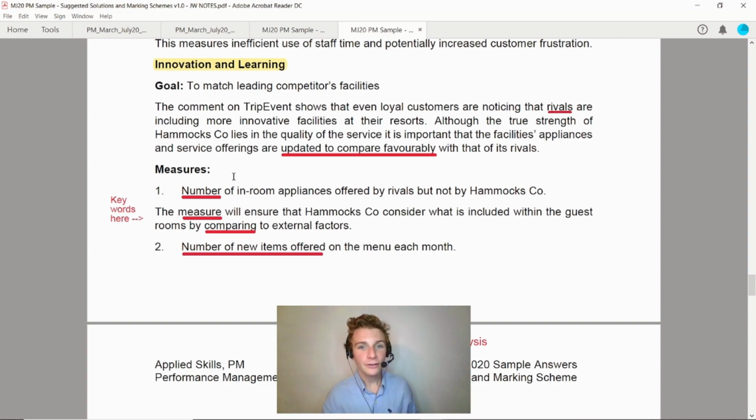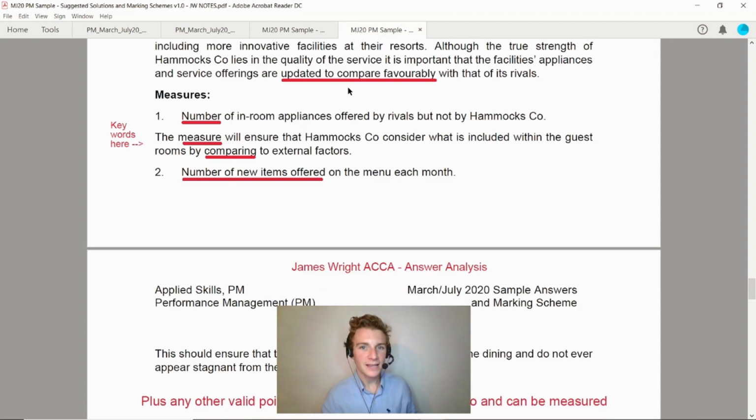But again, how do we actually measure and update to make that comparability more favourable for us? Well, we can measure the number of in-room appliances offered by our rivals, but not by Hammocks Co. So, a nice easy comparison. Putting it simply: what have they got, what have we got, and what's the difference? More keywords here about how we measure it. The measure will ensure that Hammocks Co consider what is needed within the guest rooms by comparing the actual external factors.